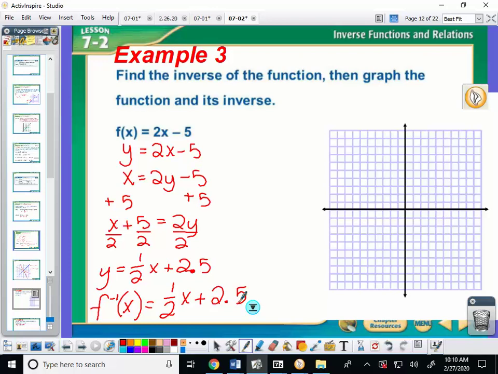Alright, so if you would, please go ahead and graph both of these functions. I'm going to graph the original function first. The original function has a y-intercept at negative 5. I'm going to go down 1, 2, 3, 4, 5, and the slope is 2. Rise 2, run 1. Could also go down 2 and left 1.